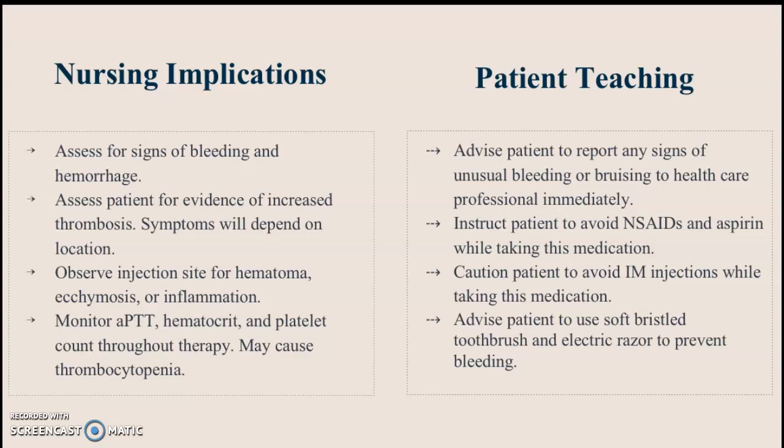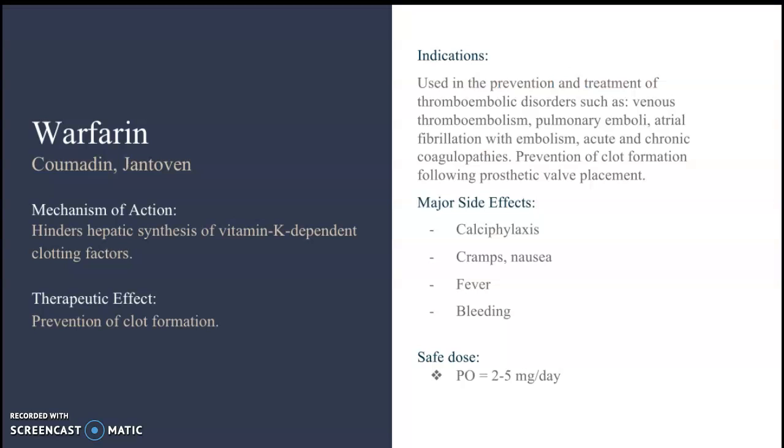For patient teaching, be sure to advise the patient to report any signs of unusual bleeding or bruising. Instruct the patient to avoid NSAIDs and aspirin, and caution the patient to avoid intramuscular injections while taking this medication. It is important to advise the patient that the use of soft bristled toothbrushes and electric razors may help to prevent further bleeding. If toxicity or overdose occurs, protamine sulfate is the antidote. However, due to the short half-life of the drug, simply stopping the administration may treat the overdose.